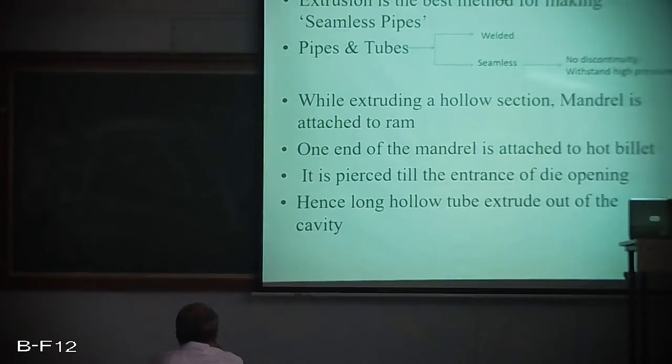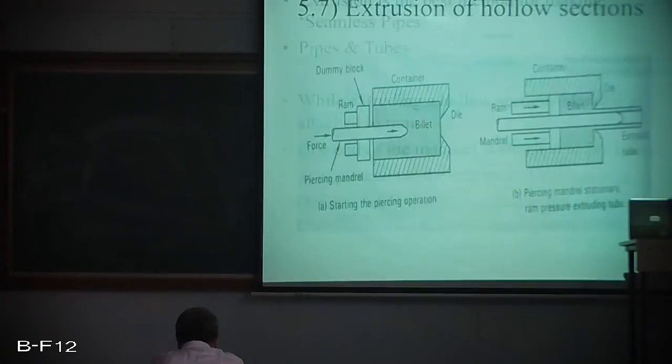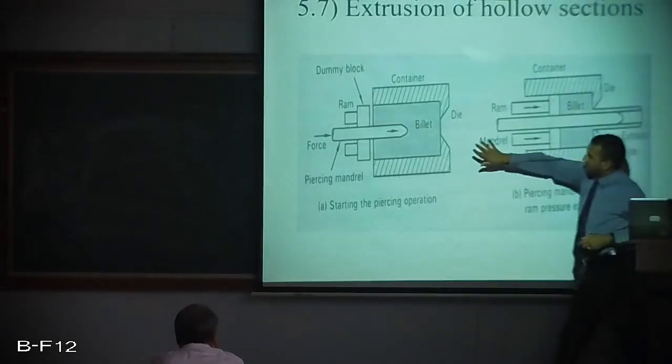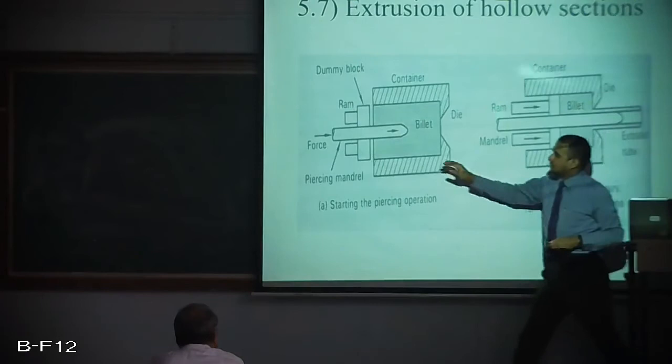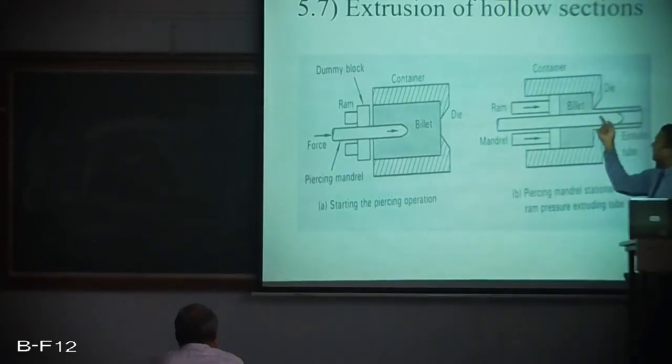So extrusion is the best method for making seamless pipes. Pipes and tubes, there are two types: welded and seamless. Seamless means no discontinuity, to withstand high pressure. While extruding a hollow section, the mantle is attached to the ram. One end of the mantle is attached to the hot billet. It is pierced to the entrance of the die opening. You can see over here that is the first step and this is the second step. So the mantle is pushed till the entrance of the die opening. Hence a long hollow tube can be extruded out.